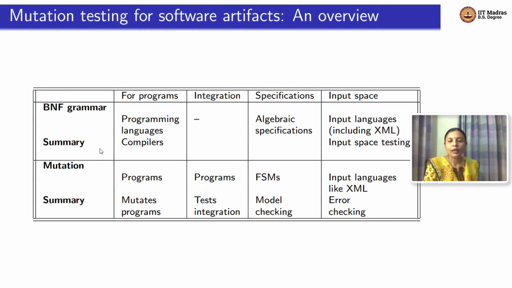Compilers use them. They are available for algebraic specification languages. They are available for input languages, ordinary inputs like dates to input files like XML. They are available for programming languages, for mutating programs in common programming languages, Java, C, C++, C#, and so on. They are available for mutating finite state machines. Several different mutation operators are available. We are going to see one for Java and one set for XML.